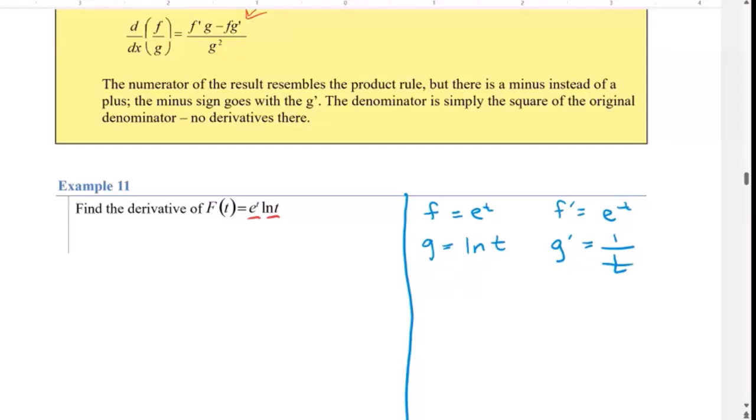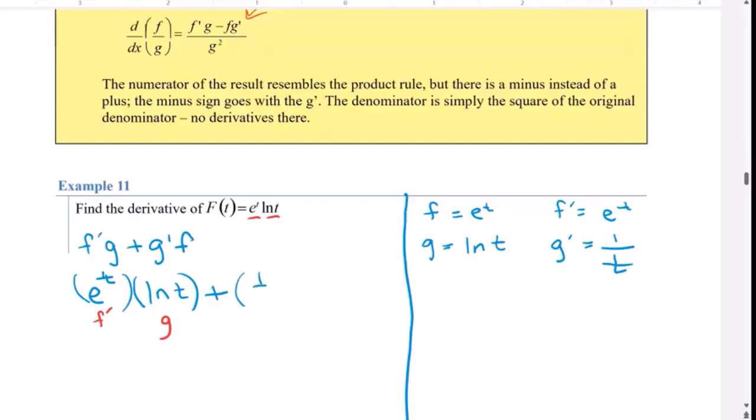Now I know my formula: f prime g plus g prime f. You can use whichever way you like. And then I just plug stuff in. So f prime is e to the t times g, ln of t. Okay, so f prime g, plus, now I'm going to use g prime, 1 over t, times f, e to the t.